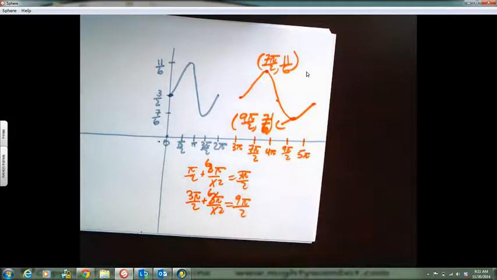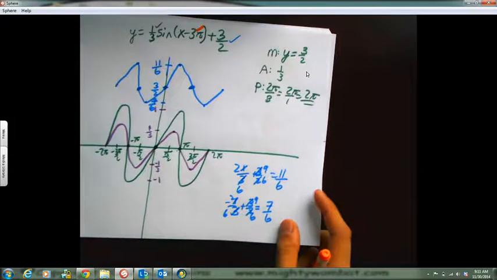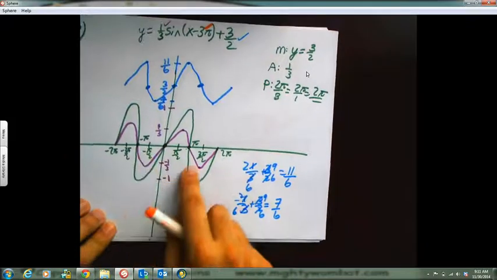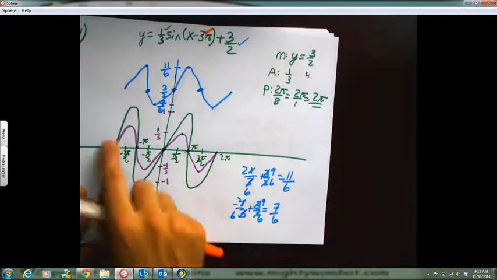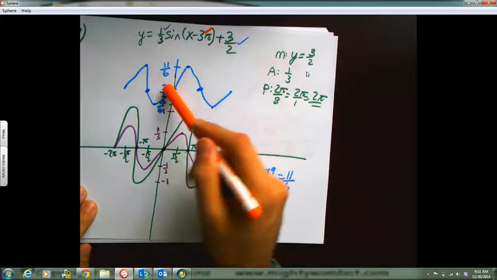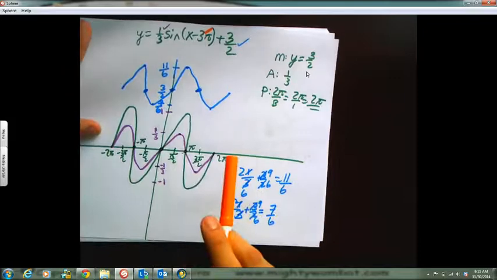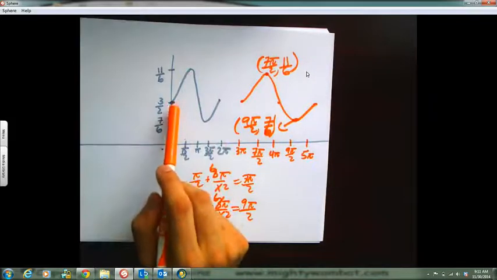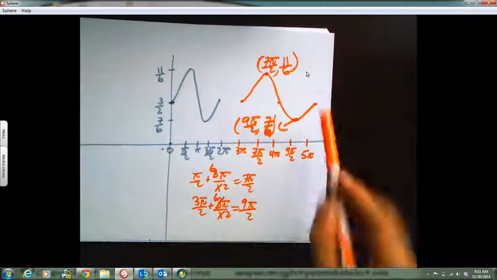So again, start here. First thing we drew is green. Then we multiplied everything by 1/3 and we got purple. Then we added 3 over 2 and we got blue. Then we redrew blue in gray over here, just so that we had a new axis. And the last thing we did is in orange, we shifted right by 3 pi. So went ahead and made those additions. And here we go. Labeled our max, labeled our min, drew one period.